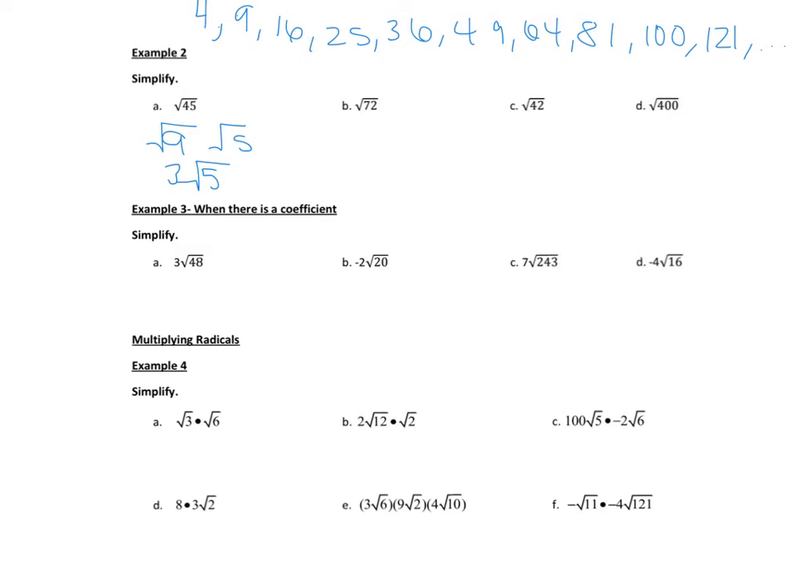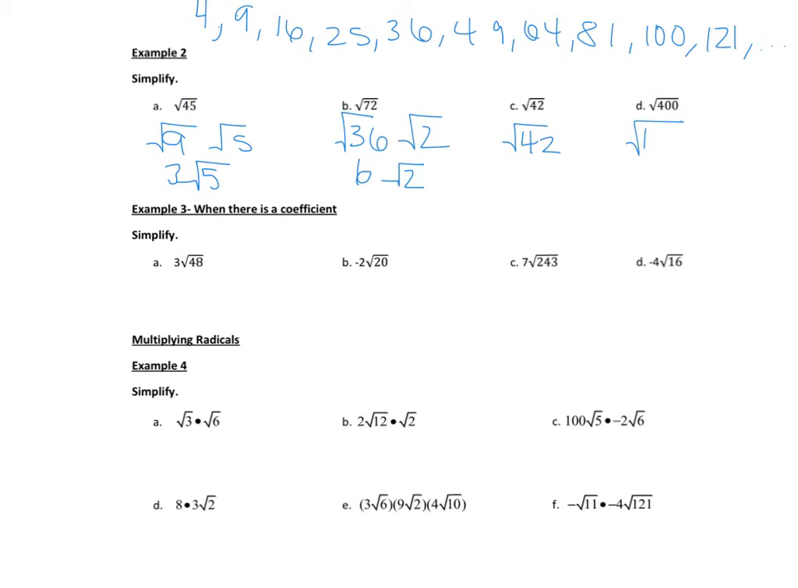So same thing with 72. 72 is divisible by 36. Just started to write the wrong number there. So 36 times 2, and you want the biggest perfect square that goes into 72. So for instance, 9 is also a factor of 72, but 9 isn't the biggest factor. So we want the biggest one. So 36, and the square root of 36 is 6, and 2 is stuck in. 42 is not divisible by any perfect square, and so it cannot be reduced. We just leave it as the square root of 42.